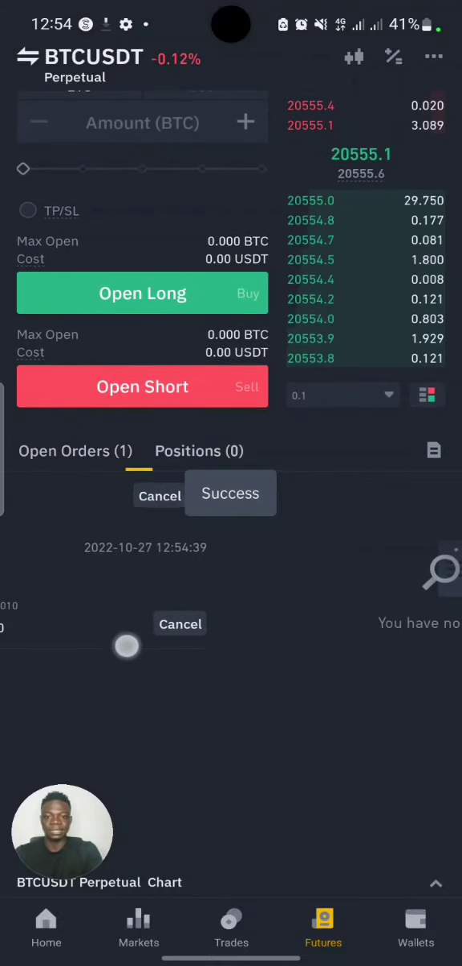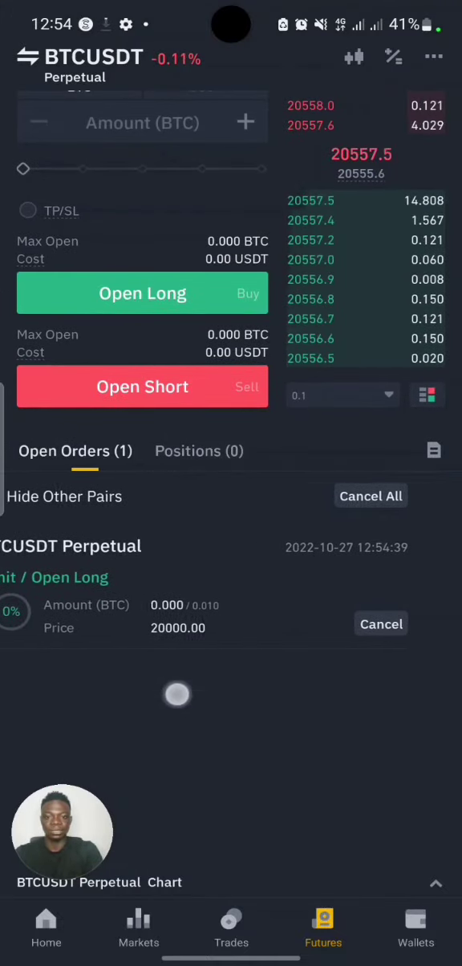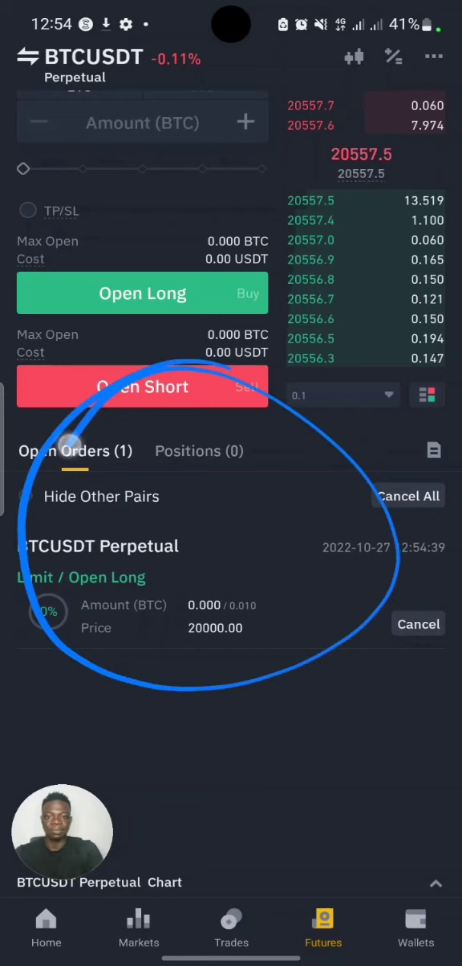The order has been placed here, but I'm not yet in the market. I'm expecting that the market is going to hit this position and then go up again from that position. That is why I decided to long it. That's the explanation of limit order. I use 100%, put $20,000. That's where I want to enter the market and place the trade.